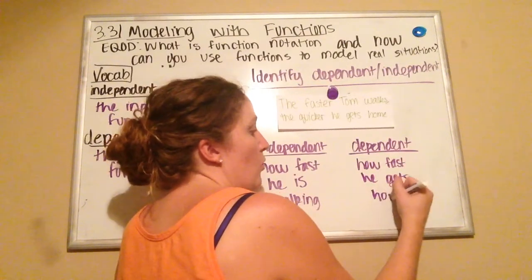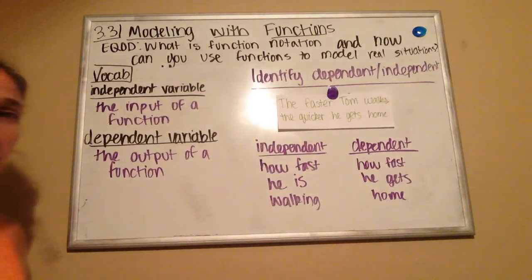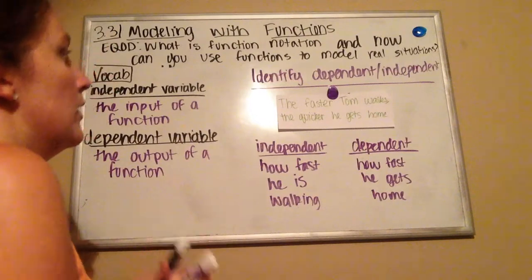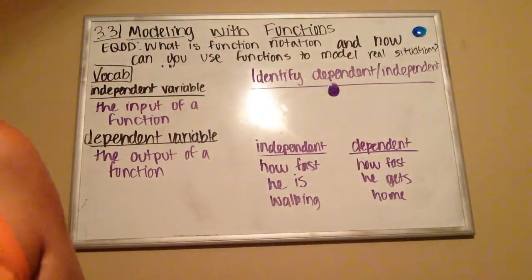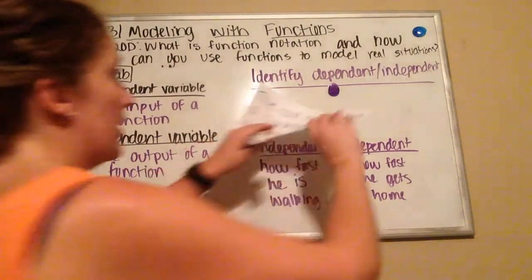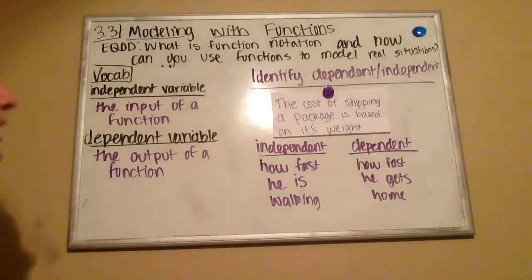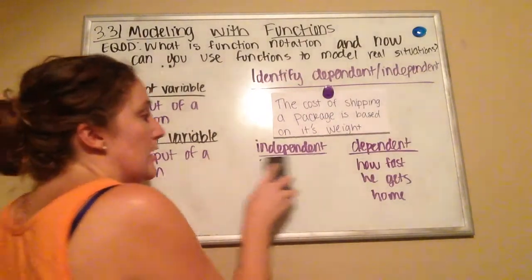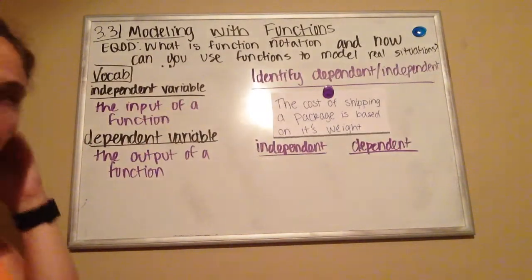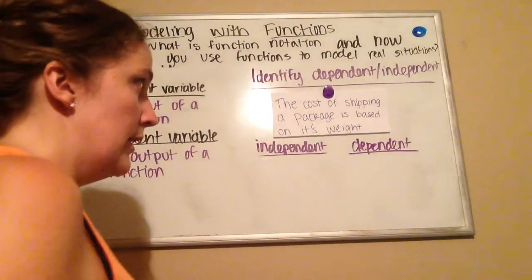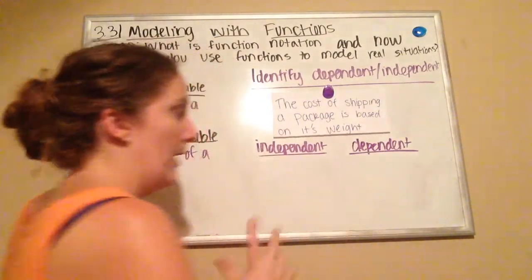So we're thinking about what is he having to put into the situation and what's he getting out of it, what's coming out of it. All right, remember if you still need it, just pause it. Okay, the last example we're going to see for this, the cost of shipping a package is based on its weight. So if you go into UPS and you ship a package, they're going to charge you based on the weight. So if you remember, what I did say is almost always the cost is going to be the dependent. But let's see.